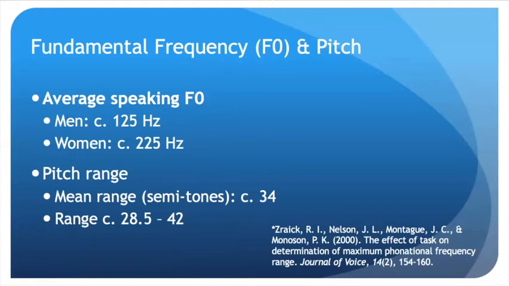And just a couple of normative values. Average speaking F0, men, grossly speaking, about 125 hertz. Women, about 225 hertz. Pitch range for males and females, about 34 semitones on average, kind of the mean. And the range can be anywhere between 28.5 to 42 semitones or half steps. So that's the distance between the notes on a keyboard as a semitone. So da, da, da, da, da, da, da, da, that's a semitone. So kind of looking at the chromatic scale there.